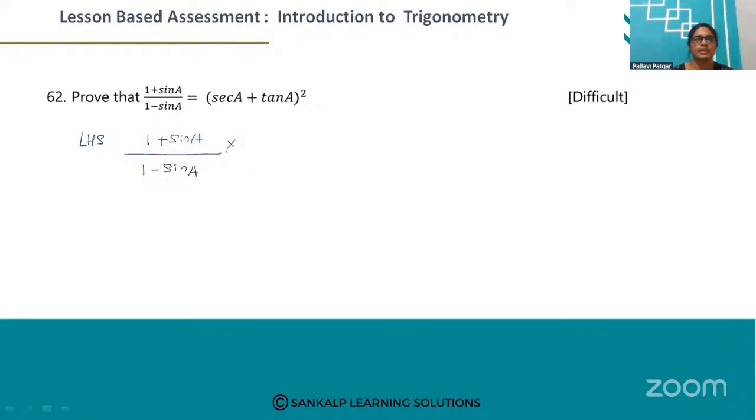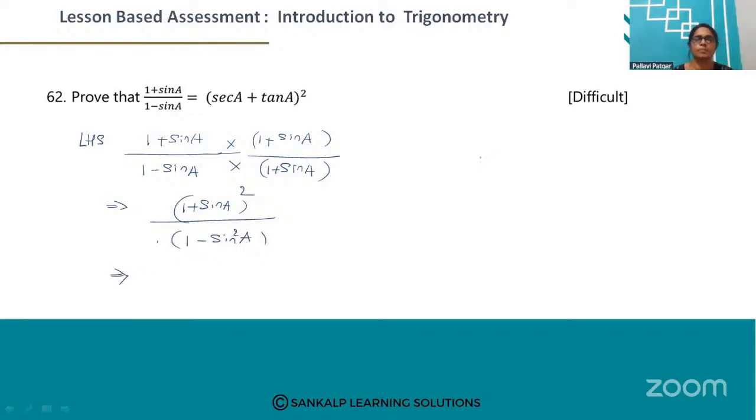So multiply numerator and denominator by (1 plus sine A) divided by (1 plus sine A). So this becomes (1 plus sine A) whole square divided by (A square minus B square form). So 1 square minus sine square A.